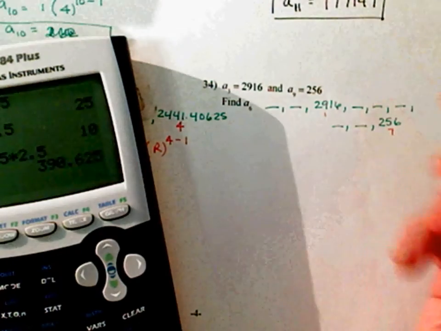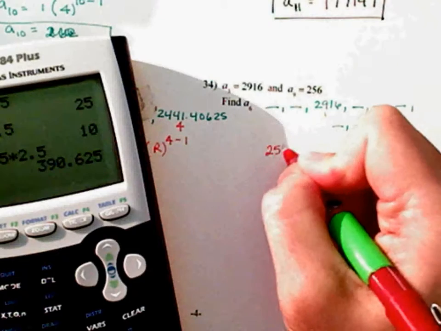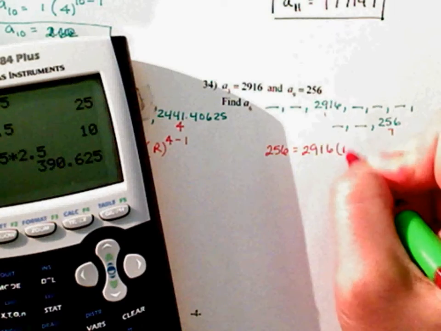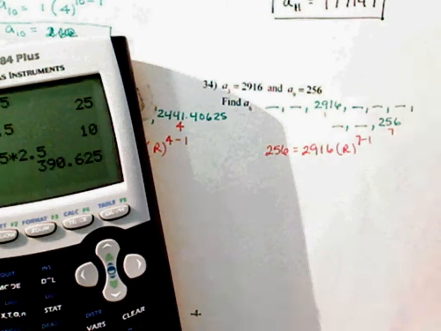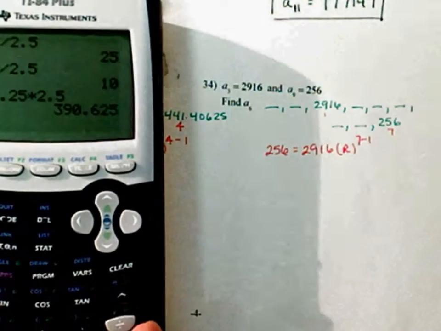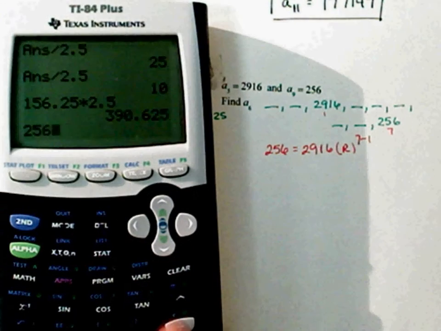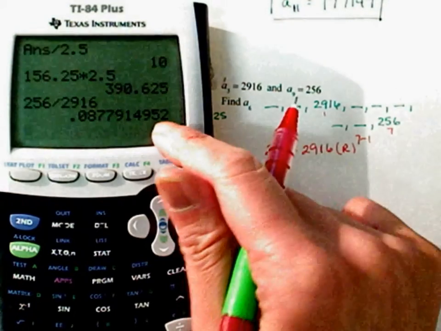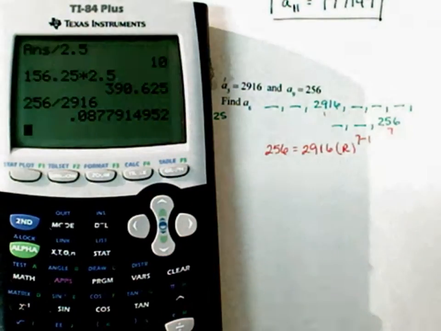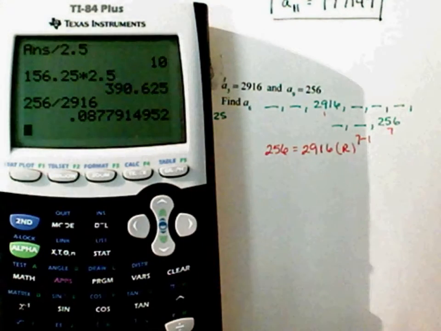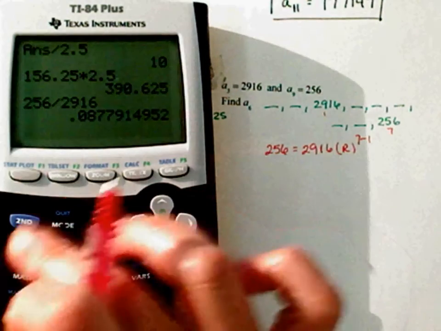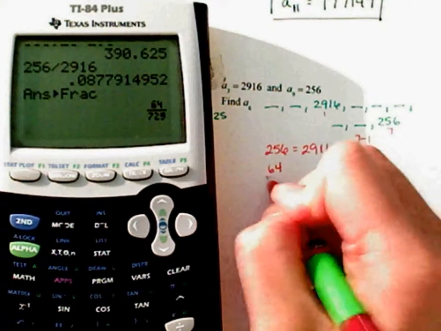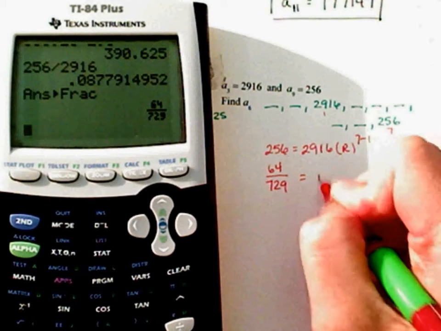Here we go. So 256 is equal to 2916 times your R. That is your 7th term. 7 minus 1. So you're going to take 256 divided by 2916, and that gives you a decimal. Now, keep in mind, a decimal is not always an exact answer. You are more than welcome to write it like that if you want to, okay? But I'm actually going to convert that to a fraction, so I can just deal with the fraction. 64 over 729 is equal to R raised to the 6.